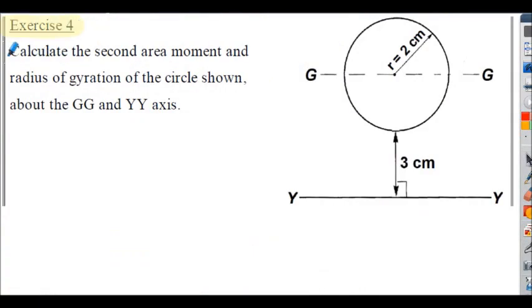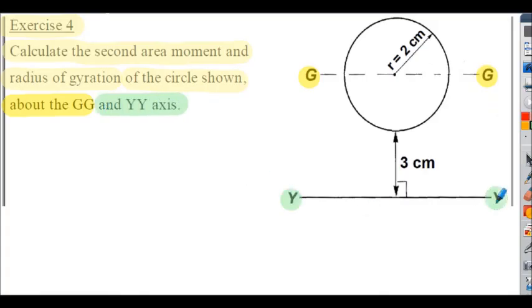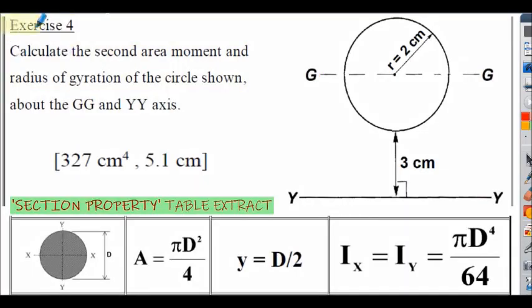Exercise 4, we've got to calculate the second area moment and the radius of gyration of the circle shown on the right hand side about axis GG, the centroidal axis of the circle, and axis YY, the datum axis shown here, 3 centimeters below the base of the circle. Exercise 4 continued, answers for second area moment and radius of gyration shown, and also the section property extract from our previous table for the solid circular section.